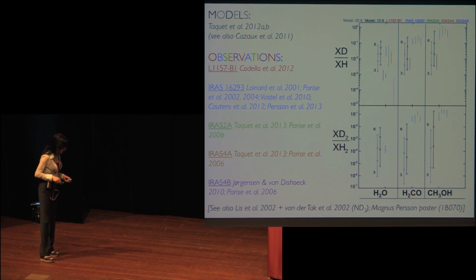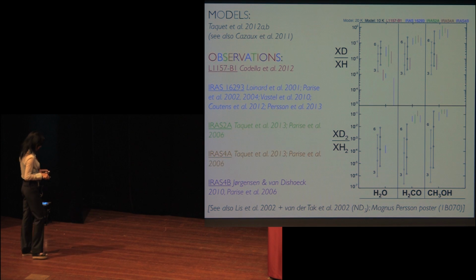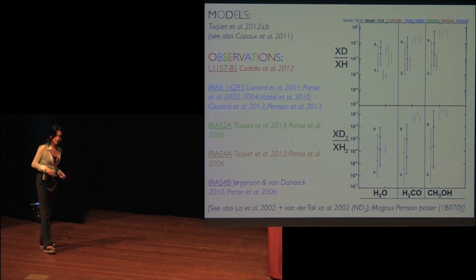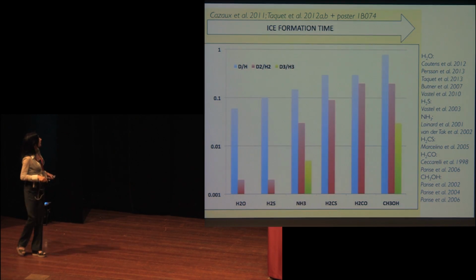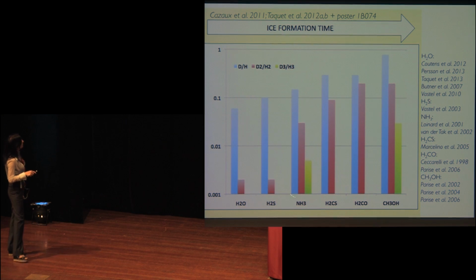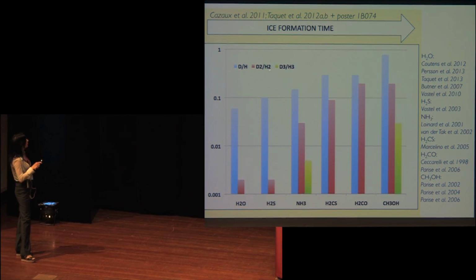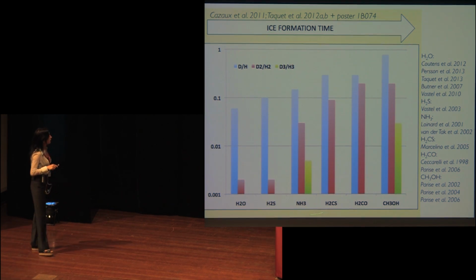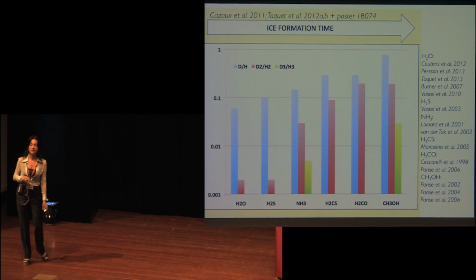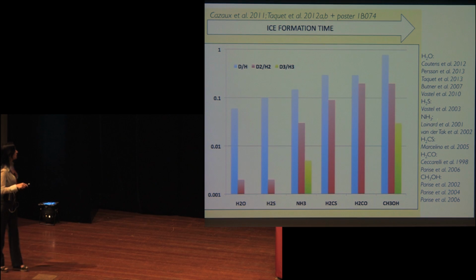Of course, there are other things that you need to look at, including Magnus Persson's poster and, I think, an upcoming paper. If I put this in another slide, where I show the D over H, D2 over H2, and D3 over H3 for various species, again you see that the deuteration is much more significant in organic species. As we go to more complex species, the deuteration becomes very large.